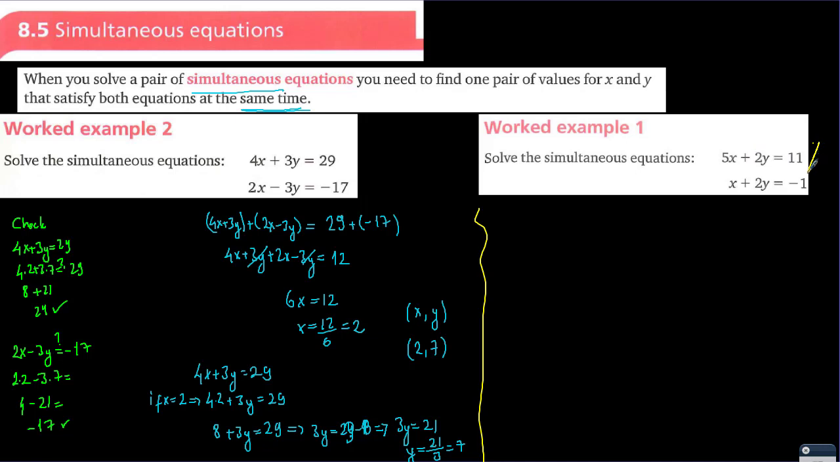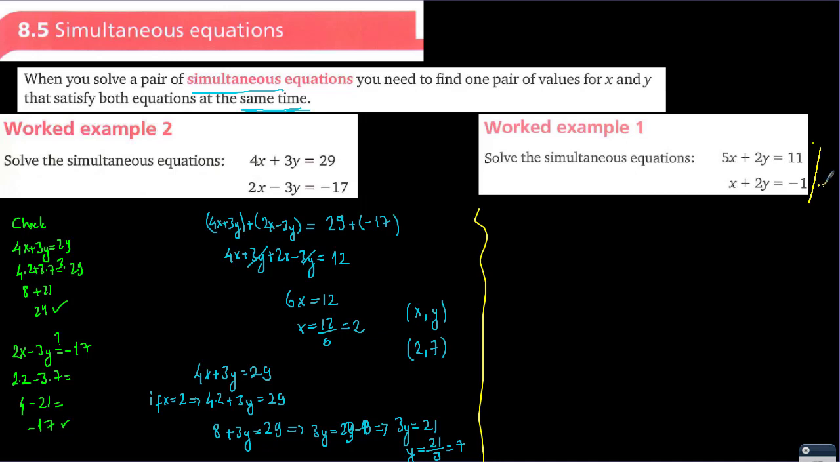So here we are using one more extra method. Now we are learning one more extra method. I'm going to multiply by one sign. I want to multiply by -1, and I'm going to change the sign. When we have one variable with the same coefficient, we are going to change the sign of one of them.